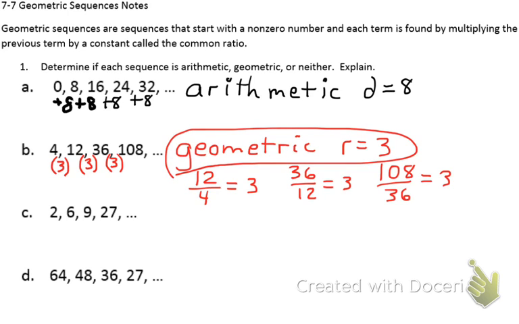Next one. To go from 2 to 6, you could add 4, but then 6 plus 4 is 10, not 9. So it's not arithmetic. You're not adding the same number. Next, you could try multiplication. 2 times 3 is 6. 6 times 3 gives us 18, not 9. So it's not geometric either. Now it appears that you're multiplying by 3 and then adding 3 and multiplying by 3. So even though it's a pattern, it is not fitting either arithmetic, where you add the same number each time, or geometric. So it's neither.